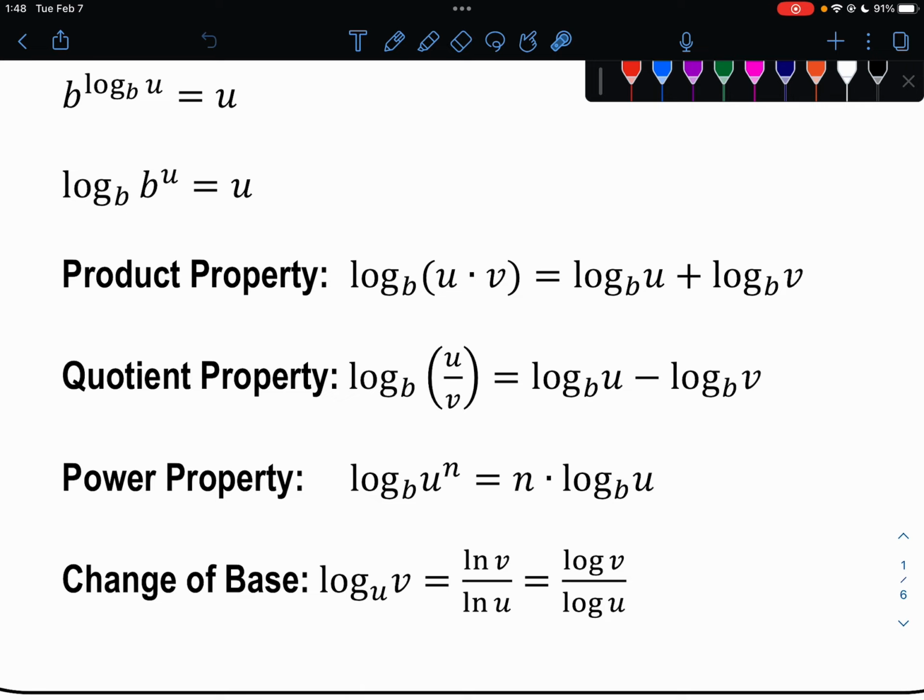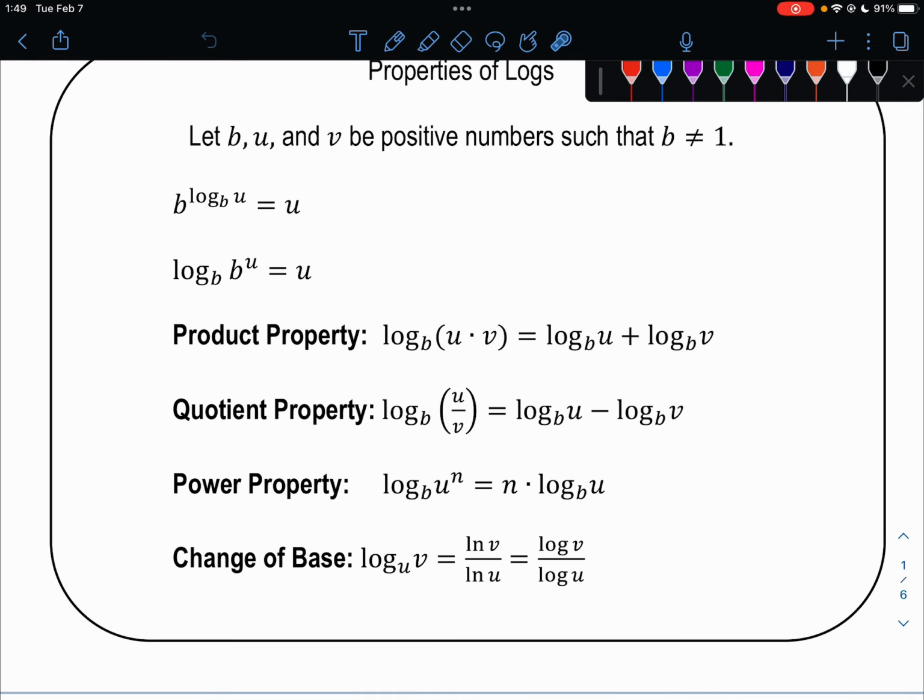And the last one, which is extremely helpful in calculator problems, the change of base formula. Why is it helpful in calculator problems? Because most calculators only have the ability to do two different log bases, log base 10 or log base e. So if we have a problem with our calculator and we have a different log base besides 10 or e, we can change it into e or 10 by simply doing one of these. So log base u of v, we can do log of v over log of u, or log base e of v over log base e of u. So let's take a look at how all of these properties are used as we go through today.